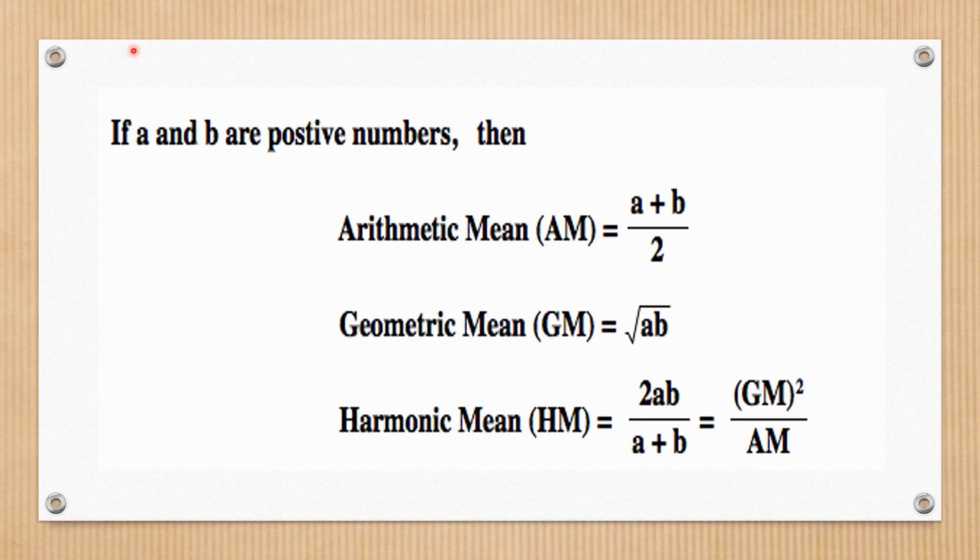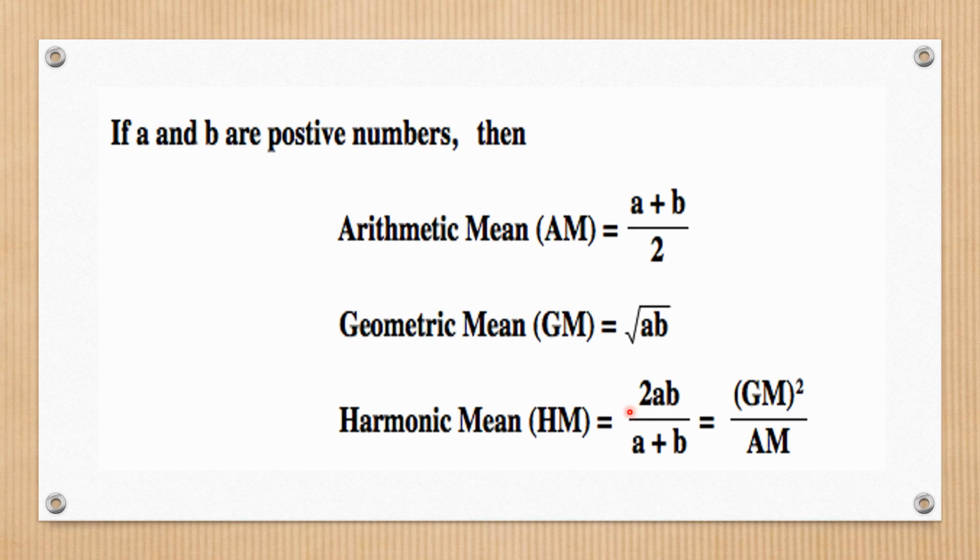So if a and b are positive numbers, then the arithmetic mean is given by (a + b)/2, and the geometric mean is given by the square root of ab for two numbers. There is one more mean which is not in the syllabus, but you should know it. It is called the harmonic mean, and is given by 2ab divided by (a + b). A harmonic progression is one whose reciprocal terms form an arithmetic progression.